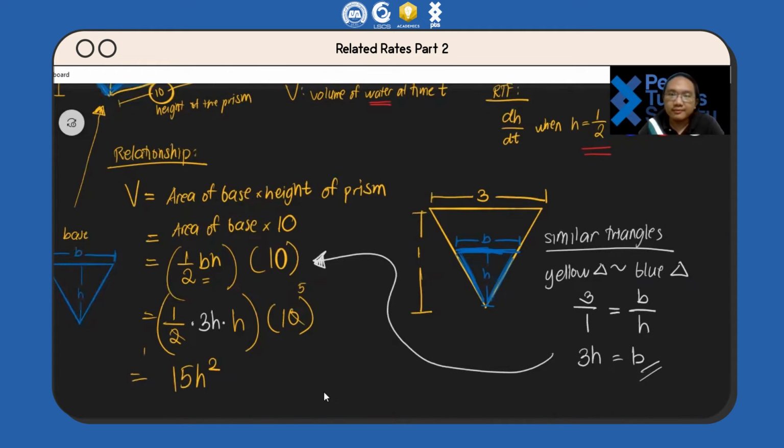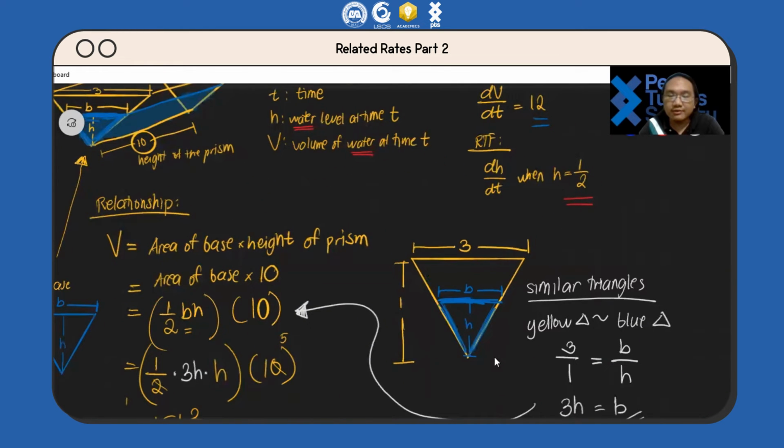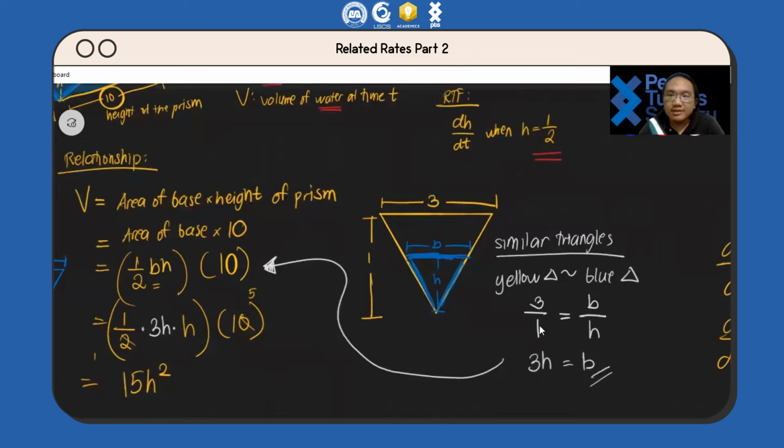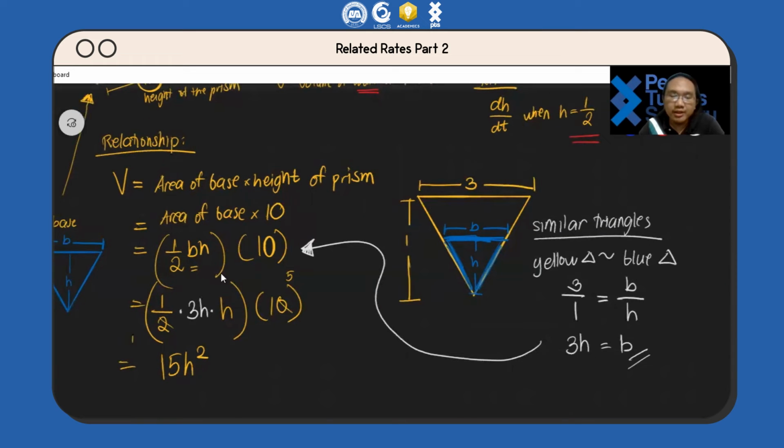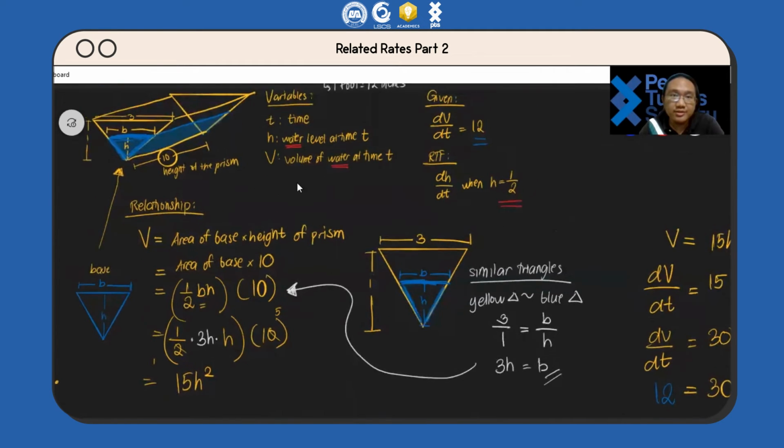So notice that the yellow triangle is similar to the blue triangle over here. Using triangle similarity, we get that base over height, 3 over 1, is equal to base over height, 3 over h. That means 3h is equal to b. We plug it into this equation over here: 1/2 times 3h times h times 10. We simplify to get 15h squared. So now we have a nice equation that relates our variables V and h.